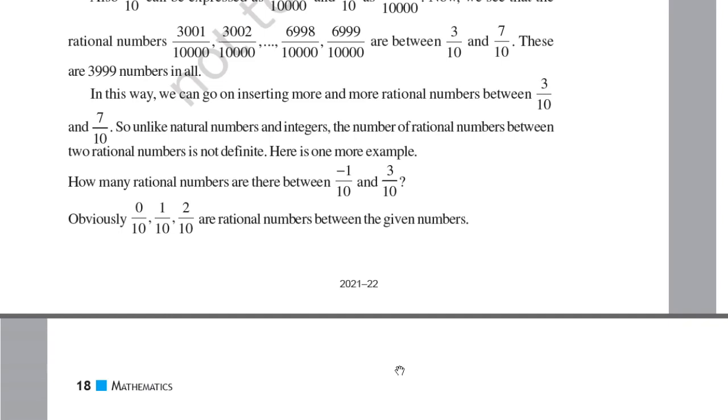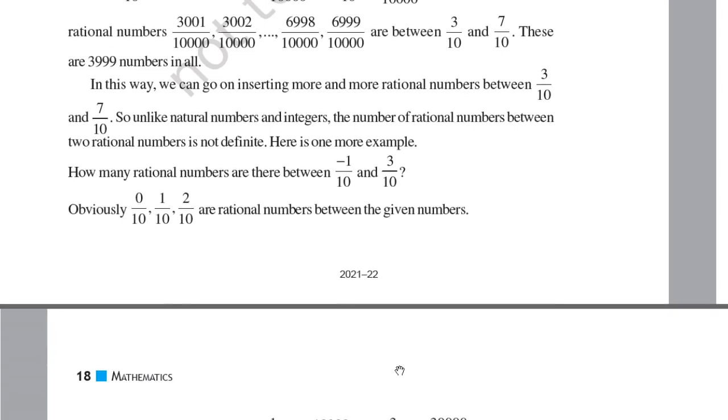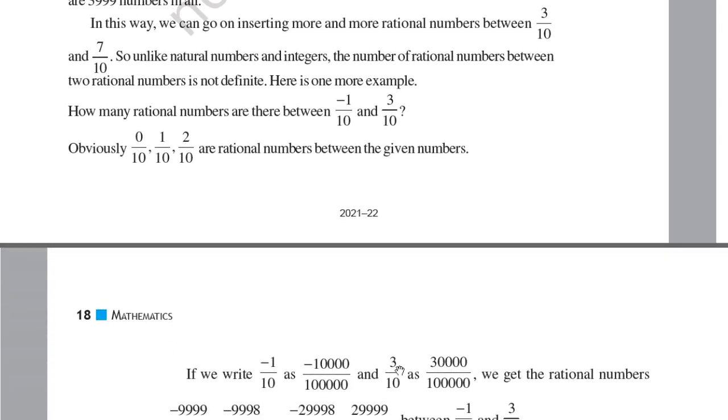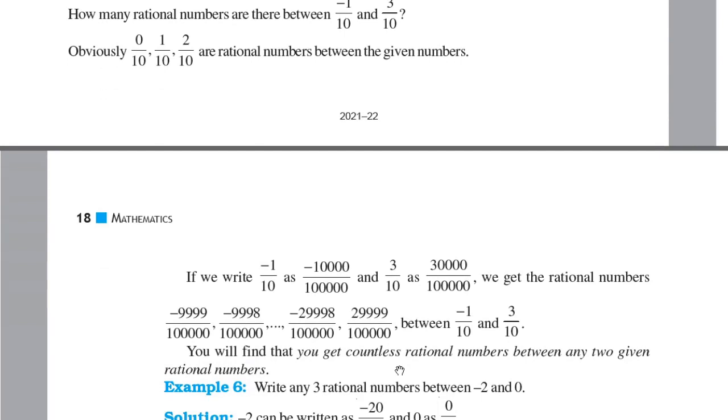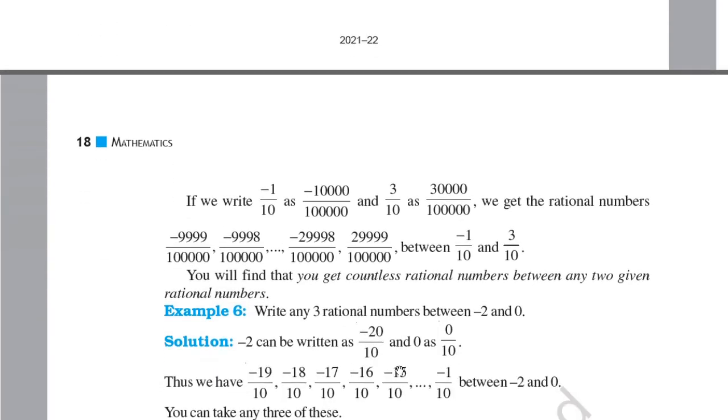Here is one more example. How many rational numbers are between minus 1 by 10 and 3 by 10? Obviously 0 by 10, 1 by 10, 2 by 10 are rational numbers between the given numbers. If we write minus 1 by 10 as minus 10,000 by 1 lakh and 3 by 10 as 30,000 upon 1 lakh, we can get the rational numbers minus 9999 upon 1 lakh, minus 9998 upon 1 lakh.